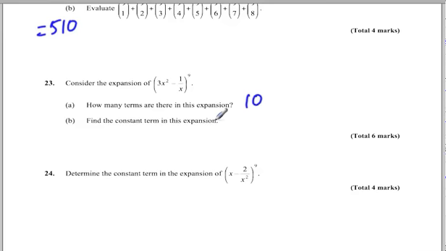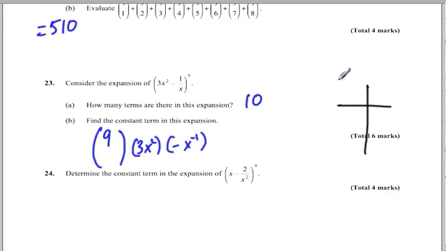Find the constant term in this expansion. So classic problem that we've done before. So we're just going to do this, this, and this. This is going to be to the power of 9. This is going to be 3x squared. That's going to be negative x to the negative 1. Remember, try to write it as a reciprocal. Now, this is the classic problem where we need a table. So I'm just going to sort of write a table out. This is going to be 3x squared. This is going to be negative x to the negative 1.